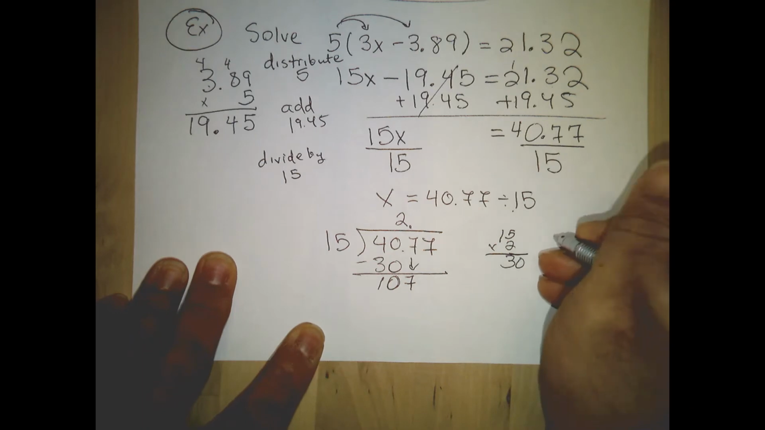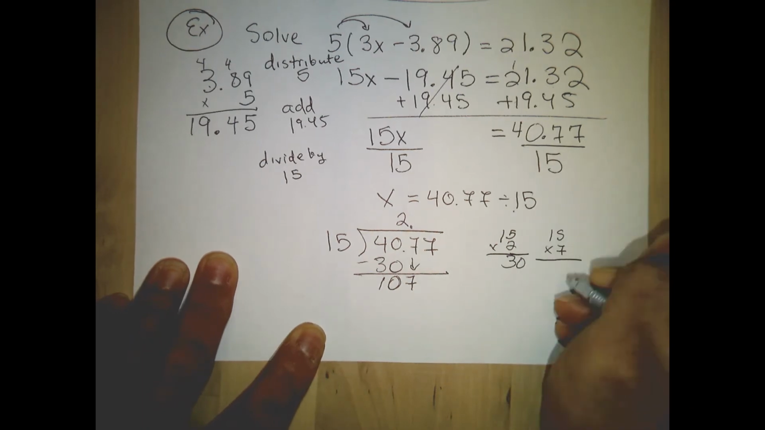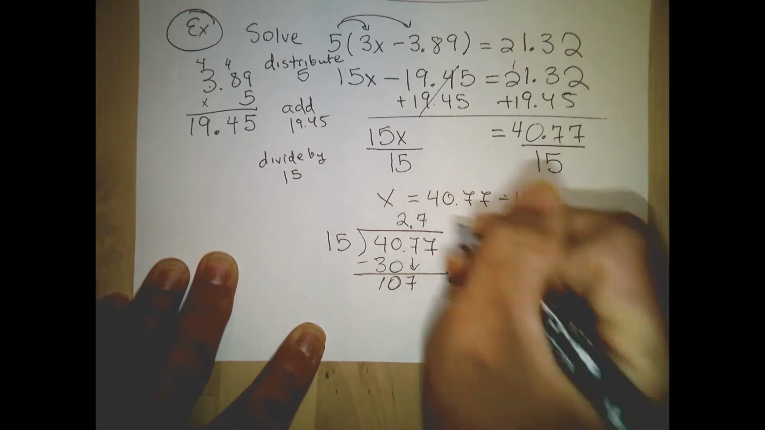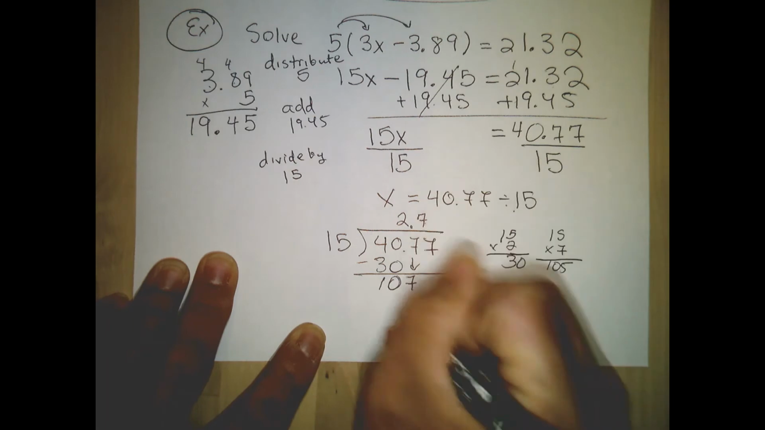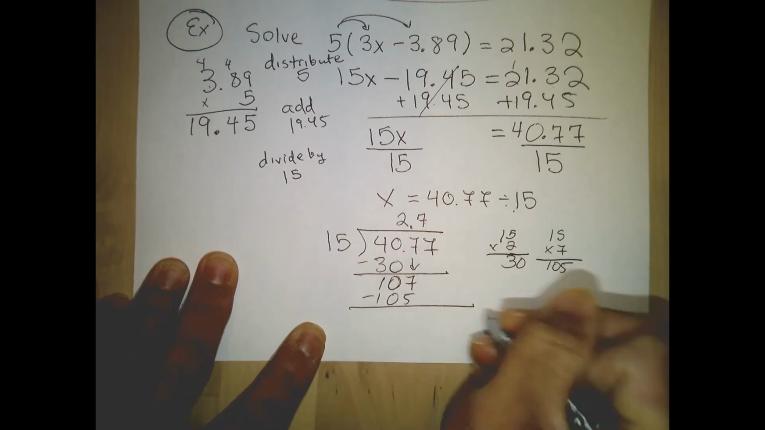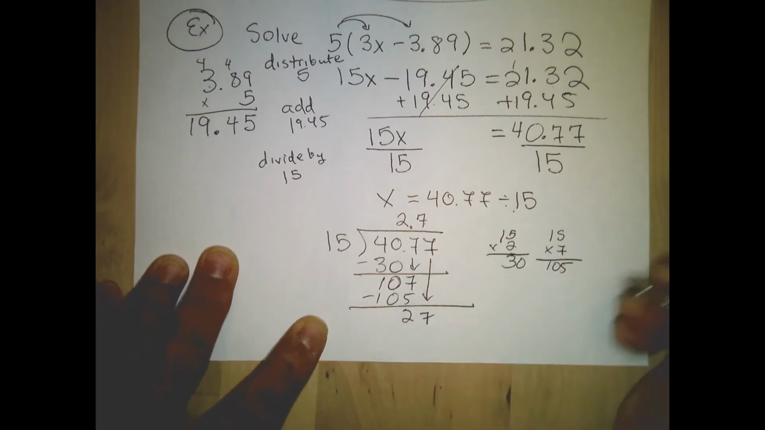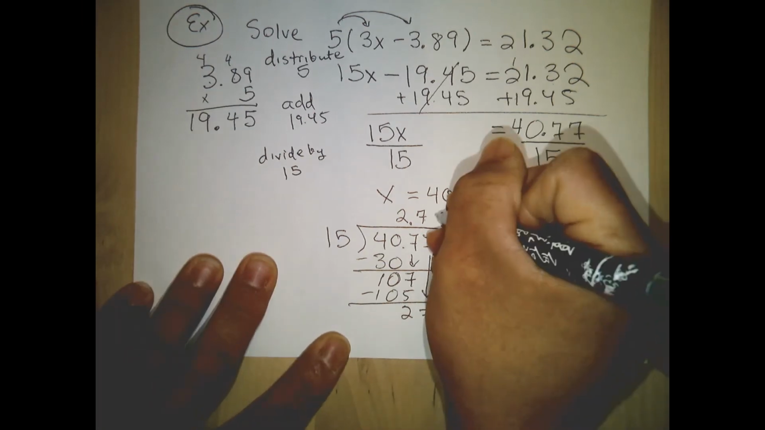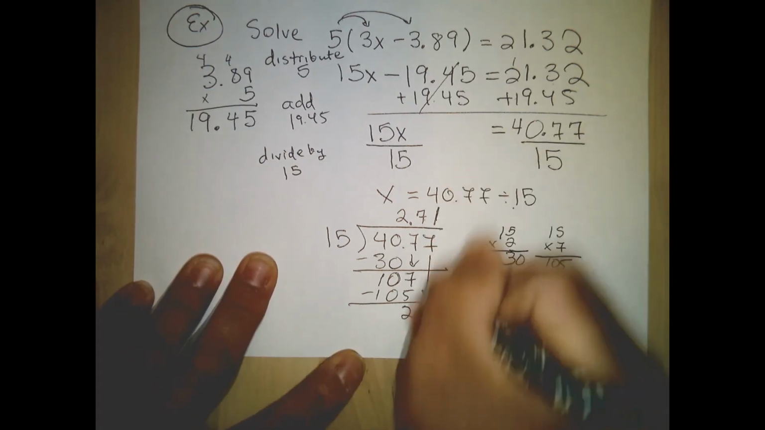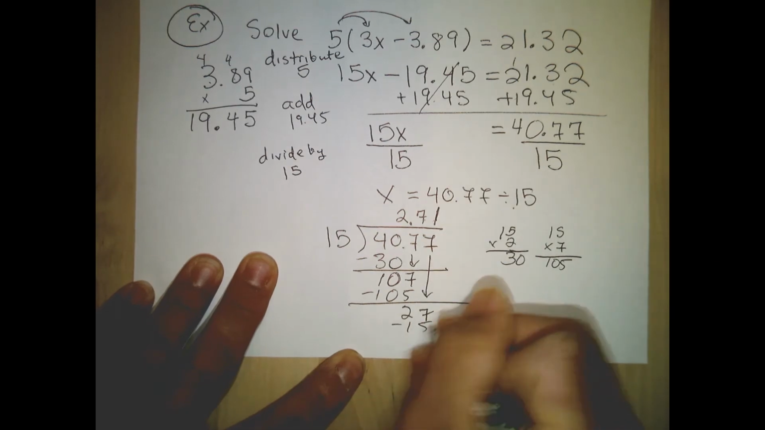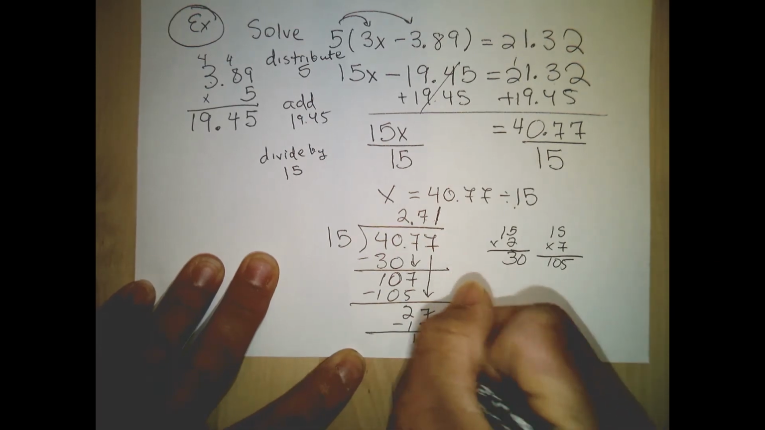All right, so 15 goes into 107. That would be 7 times. So 15 times 7 is 105. 107 minus 105 is 2. Let's bring down the 7. 15 goes into 27 one time. So 1 times 15 is 15. And then 27 minus 15 is 12.